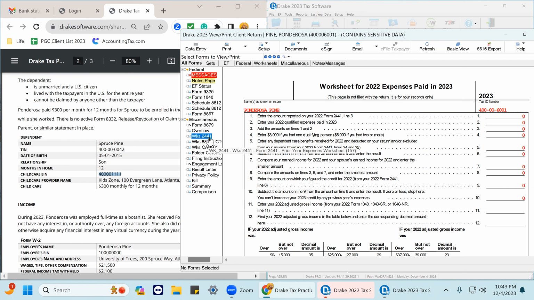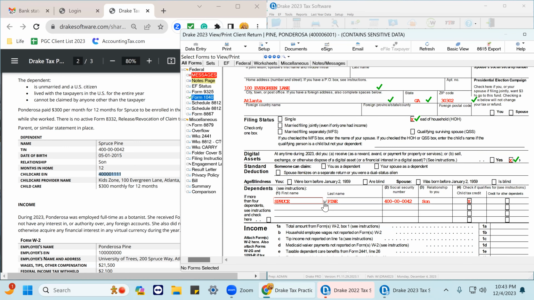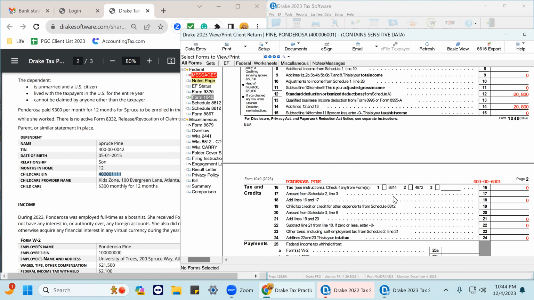It's going to take a little bit more. The 2441. The child is in here, and is correct. Oh, the W2 has not been input yet. That's why the credit is not coming out yet, because we haven't input how much the mom is making.